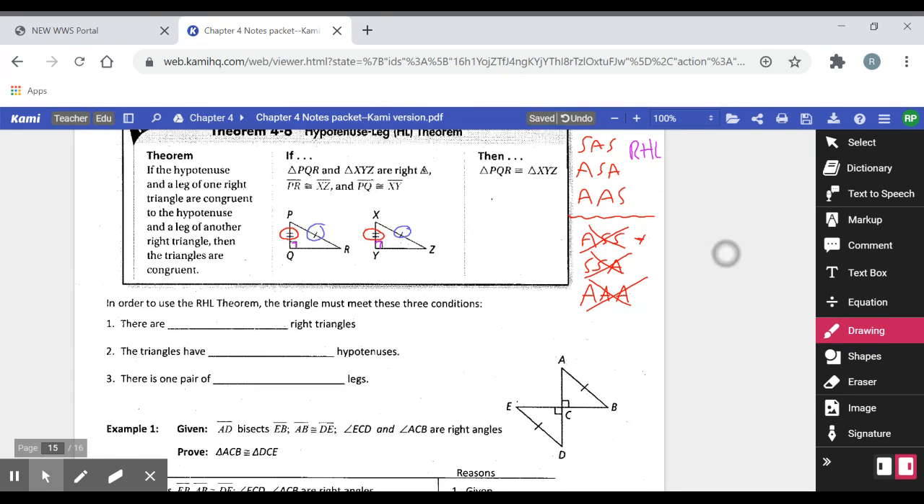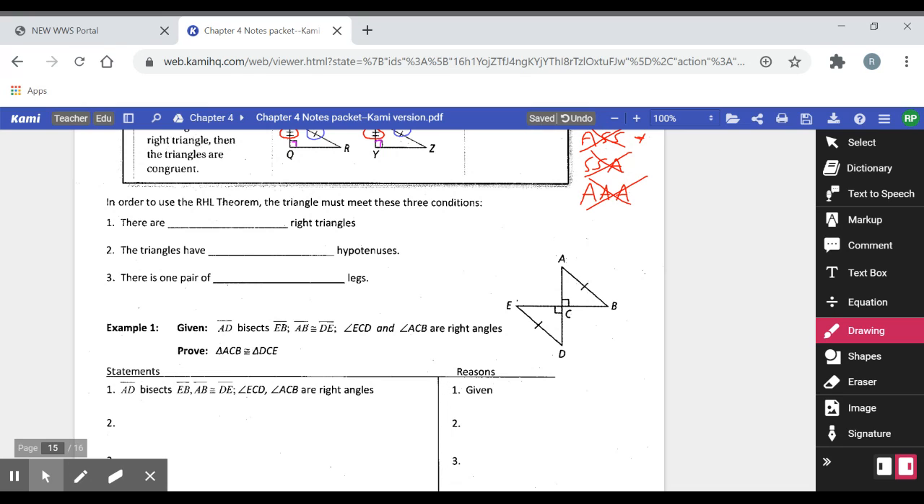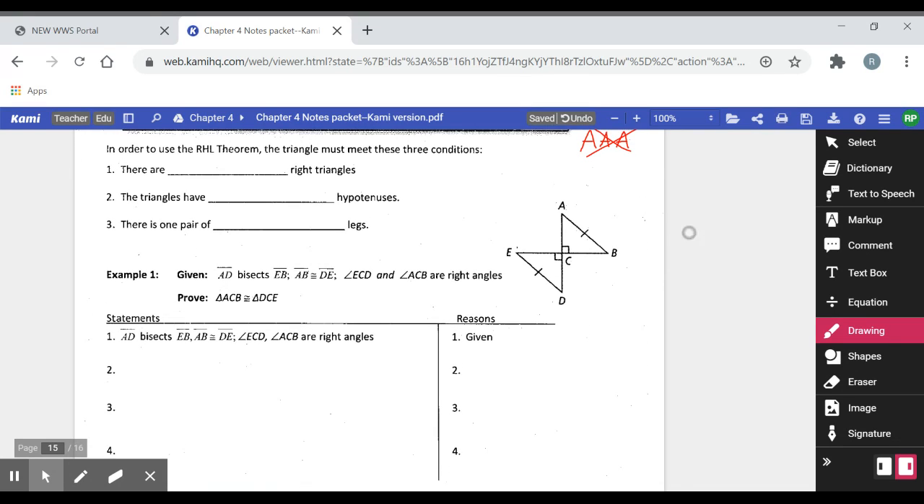Moving on down here, in order to use the RHL theorem, the triangles must meet these 3 conditions. There have to be 2 right triangles, and we have to specifically state that in the proof. There have to be congruent hypotenuses, and we have to state that in the proof, and there has to be 1 pair of congruent legs, at least 1 pair.